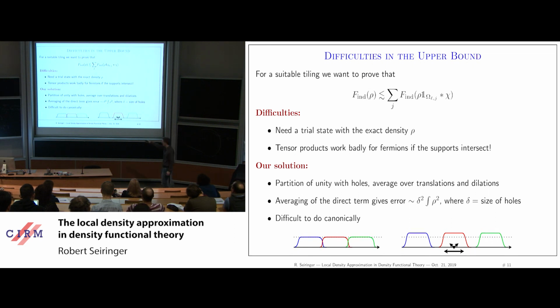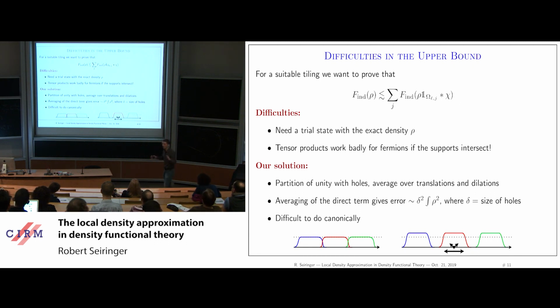Okay, so as I already said, the main challenge is that we need a trial state with the exact density, and as I also indicated before, we need to build a state that locally looks like the ground state of a homogeneous electron gas, which we do not know, right? This is a complicated thing. It might be a Wigner crystal or not, right?